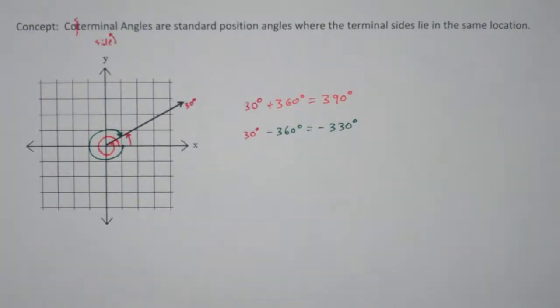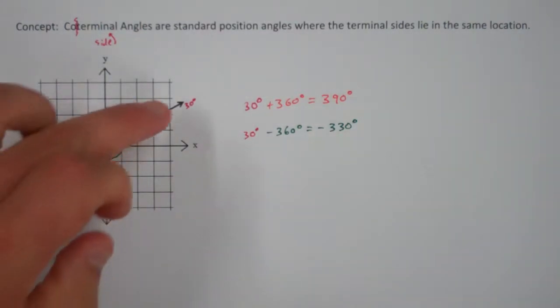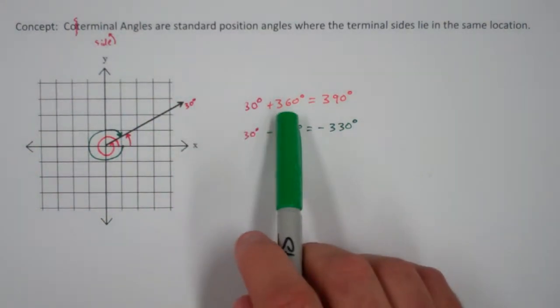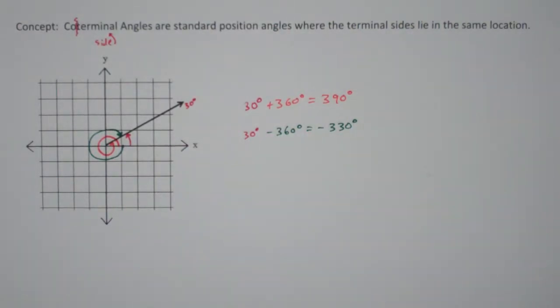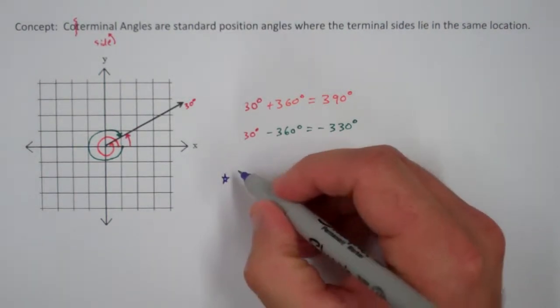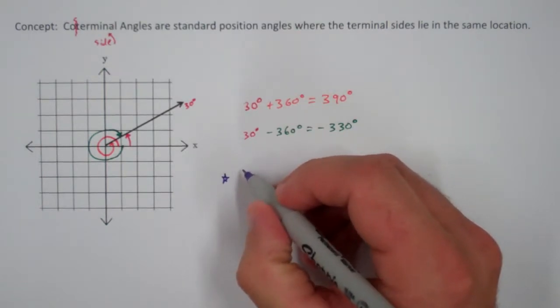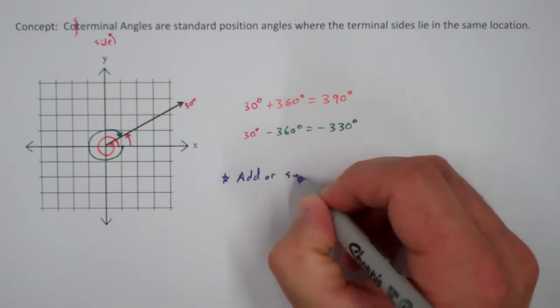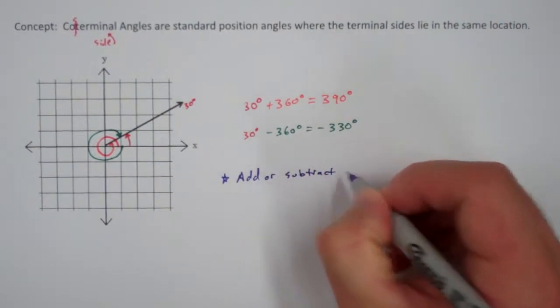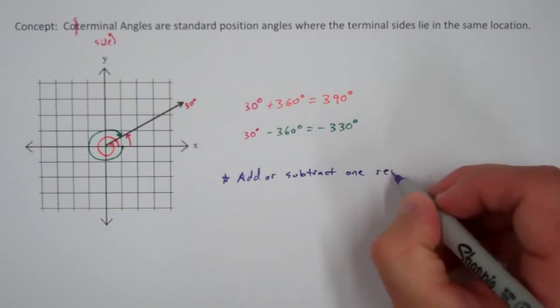So all you need to do, if you have an original angle like 30 degrees, is just add 360 or subtract 360. And you could even do that for a long time. You could even add 360 again, and all you would be doing is producing angles that are coterminal. We can write that down here as something to remember: to find coterminal angles, you just add or subtract one revolution.